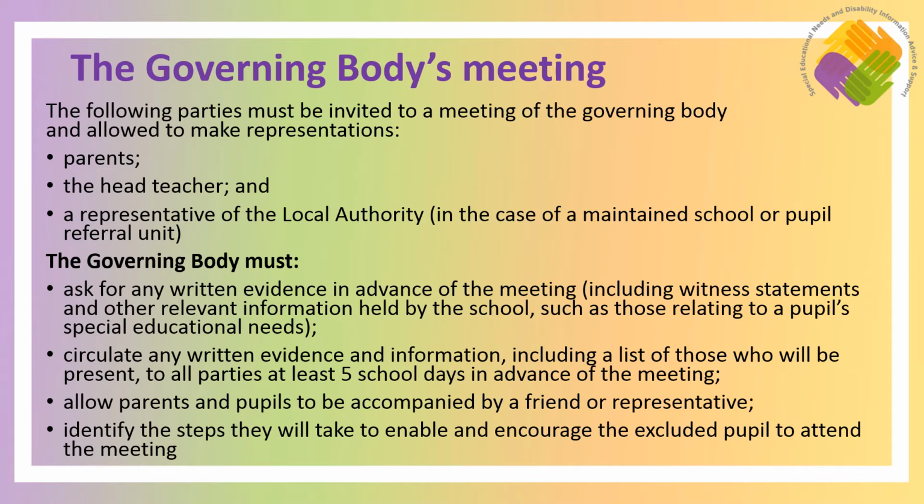They circulate any written evidence and information, including a list of those who will be present, to all parties at least 5 school days in advance of the meeting. And this will allow parents and pupils to be accompanied by a friend or representative. And they should identify the steps they will take to encourage the excluded pupil to attend the meeting if they so wish.